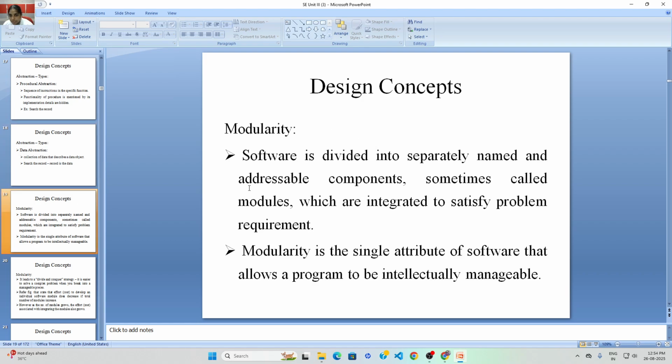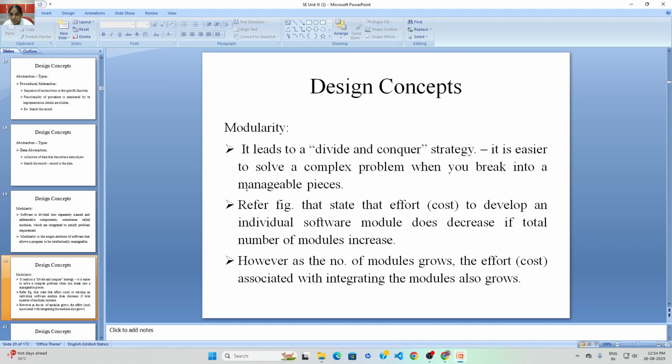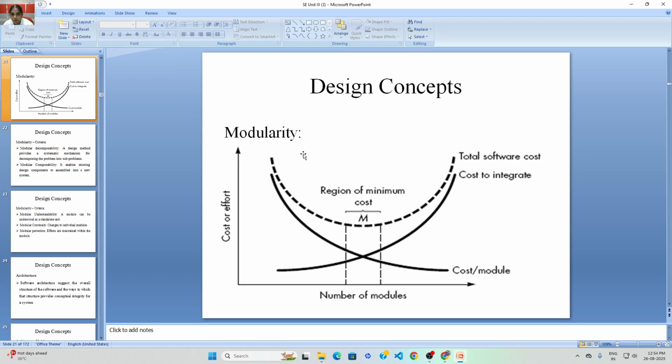Modularity means dividing the software into separately named, addressable components, sometimes called modules. Modularity is the single attribute of software that allows a program to be intellectually manageable. Then it is divided into strategies. Then how the modules grow and how the cost is associated with integrating those modules. Here, for modularity: cost or effort, number of modules, region of minimum cost, the total software cost to integrate, and cost of modules.